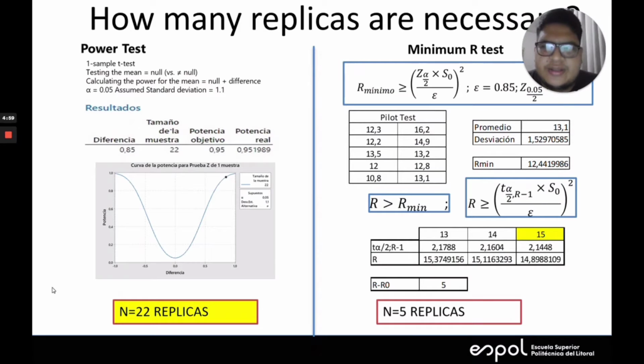How many replicas are necessary? Well, for this, we make the comparison between the power test and the minimum error test. The one with the highest value will be chosen. For the power test that we have in the improvement advanced, the value will be 22 necessary replicas. For the minimum error test, a pilot test of 10 replicas was established. With an error of 0.85, the average and the deviation obtained an error of 13. Then the respective table was made, an R of 15. The subtraction of the R with the pilot test gave 5 as a result. Therefore, the power test wins with 22 replicas.